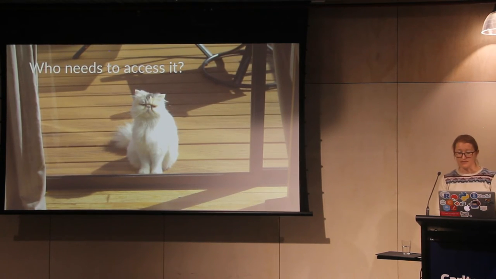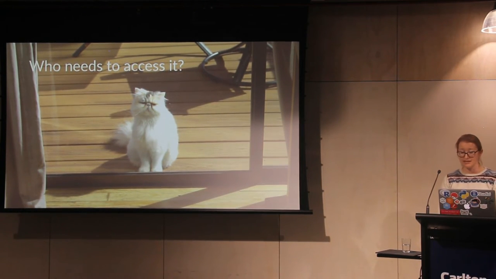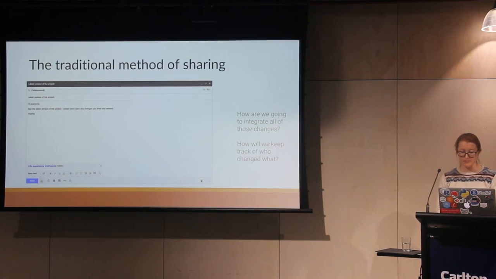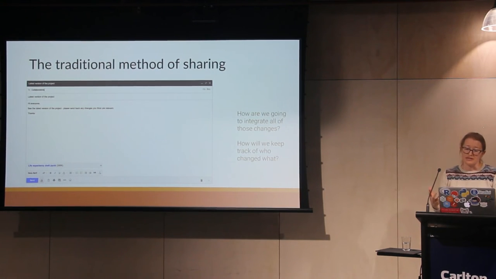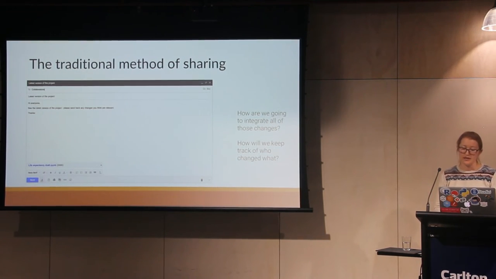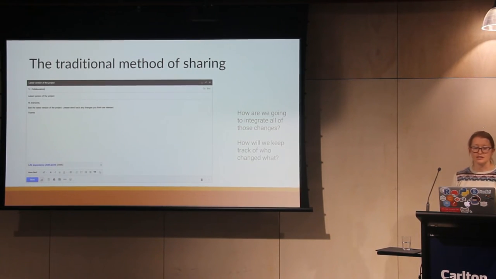So we now get to our final section: who needs to access our analysis and how can we easily get it to them? The traditional method of sharing documents, which I am still guilty of using, involves attaching it to an email. So you might put your Word document, paste some code or attach a code file and send it to all your collaborators. And then what you might get back is some changes to your code or a Word document with track changes, if you're lucky. And then you need to sit down and integrate those changes manually into your work. And it can be a real pain.